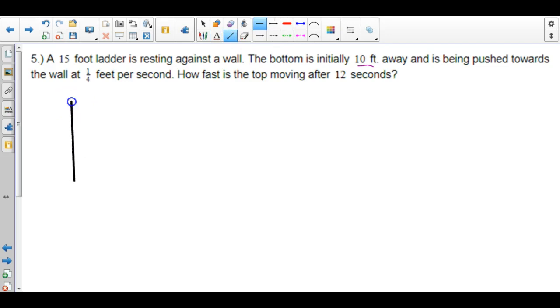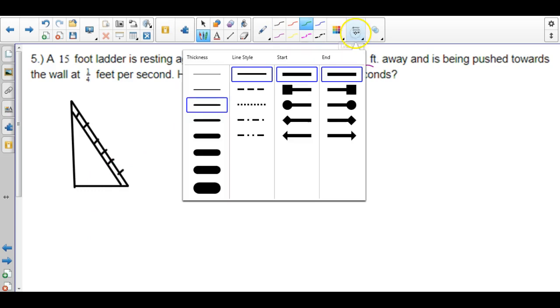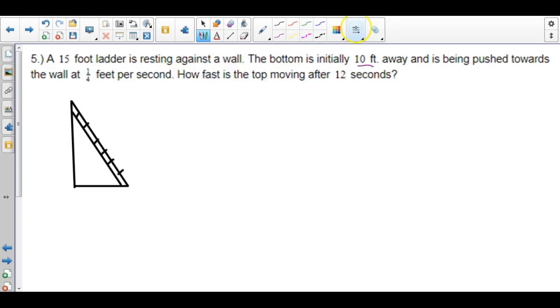And I really want to start with just the drawing of this ladder being pushed towards the wall. I'm going to make a really weird looking ladder. I've totally got to have steps on my ladder. If I don't have steps, I don't know how we get up the ladder. Alright, so here's my ladder. And I want to just label some of the information that's going on here.